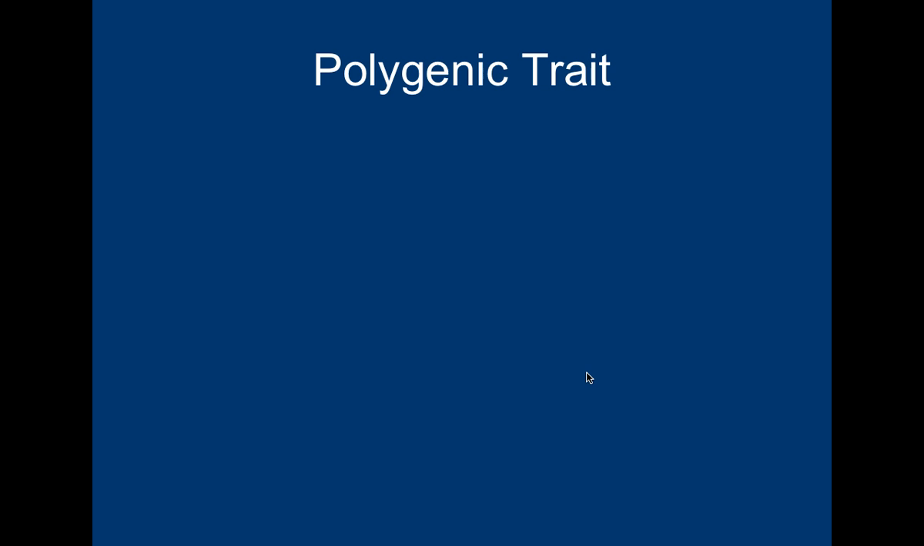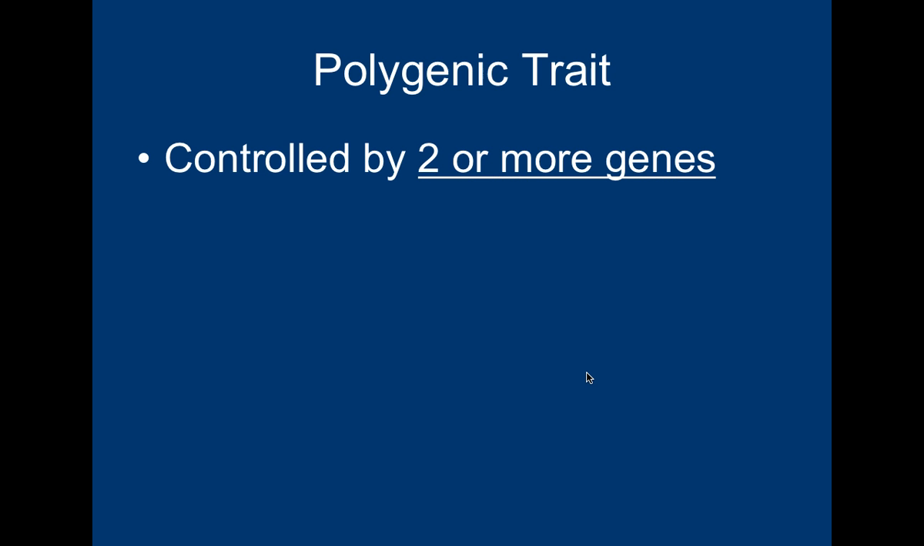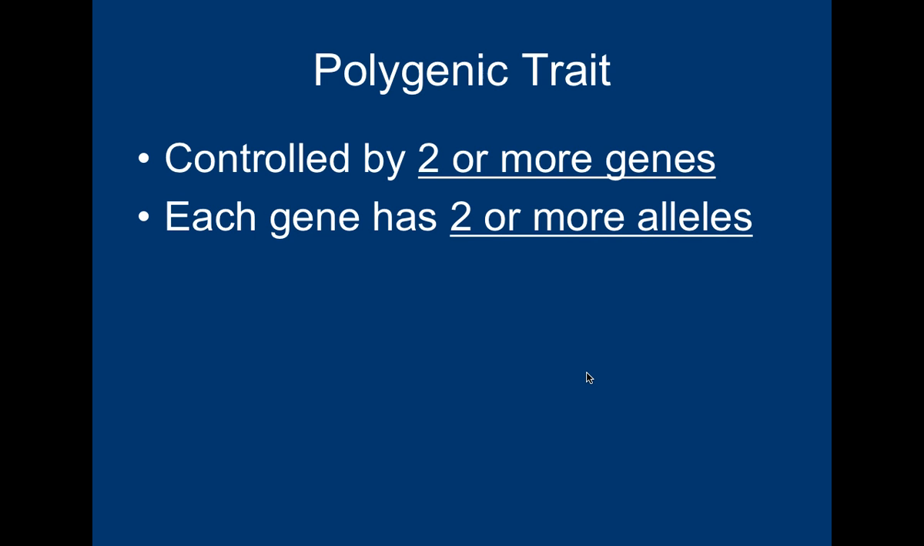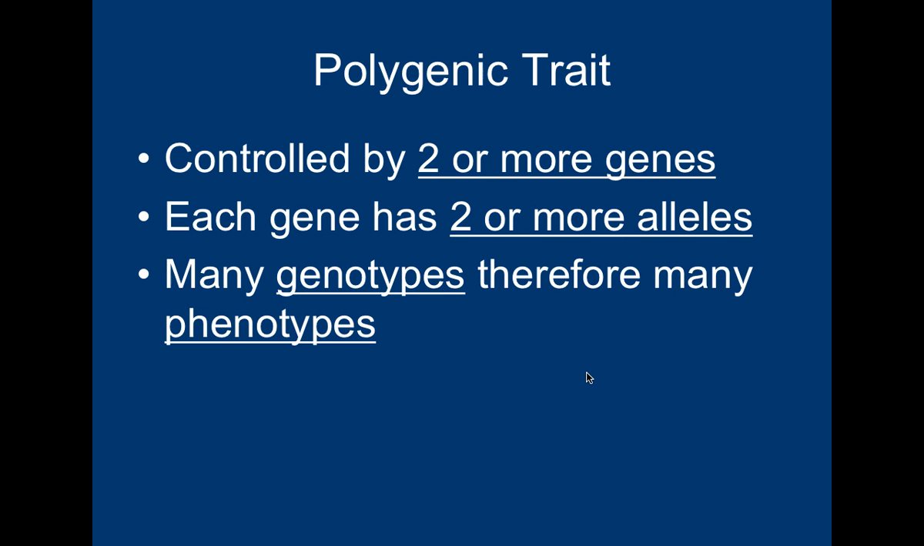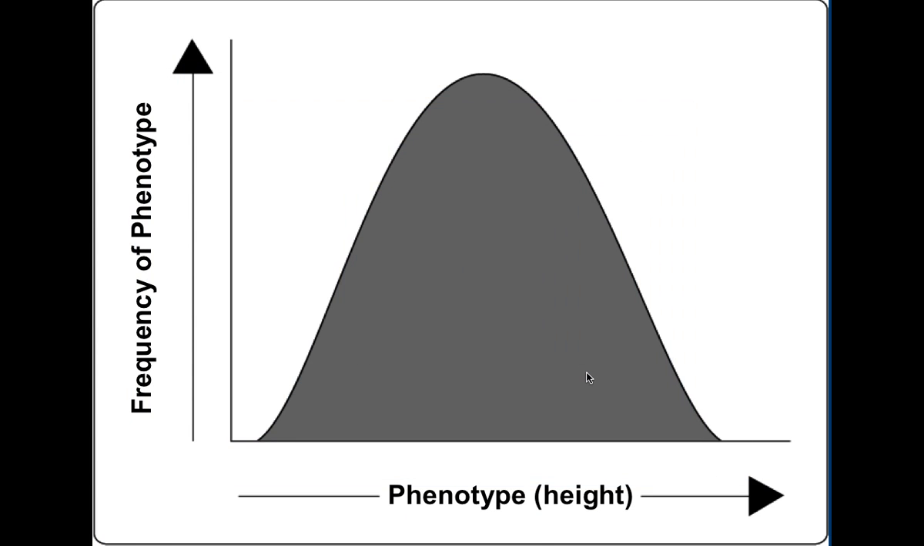Now, with a polygenic trait, we have something that's controlled by 2 or sometimes more genes, and each gene has 2 or even more alleles. So it gets a lot more complicated a lot more quickly. We can have many phenotypes and many genotypes, so we get lots of variation. The more genes and the more alleles that control a trait, when we plot it, we end up with something like this.